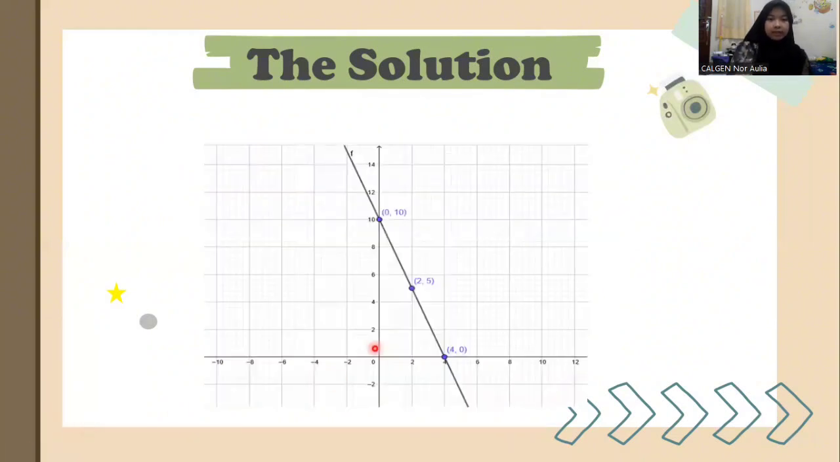So next, we can draw the graph, and we can plot the points we found on the graph, and we can see the graph will look like this.